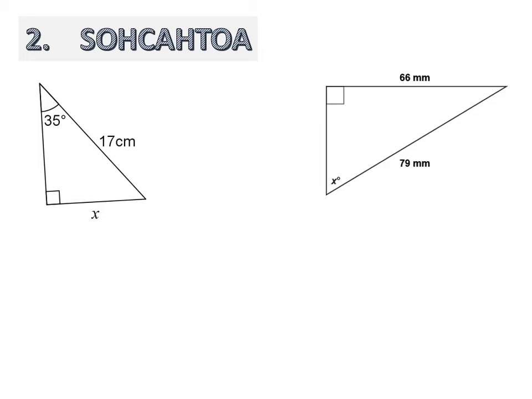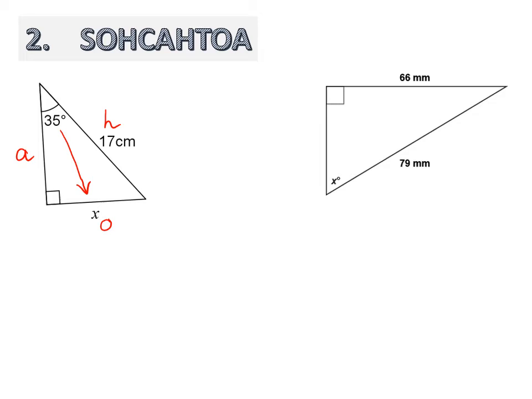So now we're on to SOHCAHTOA, which is basically just trigonometry but for right angle triangles only. So like I said before, we're going to label H is the hypotenuse, the longest side, O is the one that is opposite the angle we've been given, so that's this one here because it's opposite the 35, and then A is adjacent, which just means next to the angle.